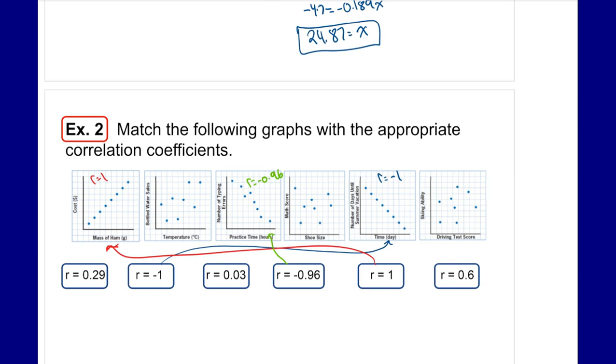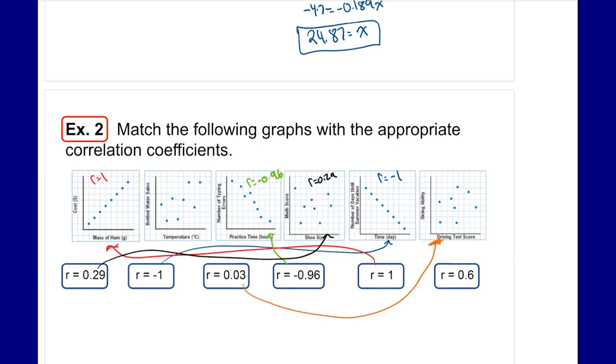If we look at the next R value, 0.29, so again it's positive, not very good though, so that means the data is mostly spread out. I would argue the shoe size versus math score shows a very weak correlation. There's not too much of a relationship between shoe size and math scores. So that leaves us with 0.03 and 0.6. The 0.03, I'm going to bring this up on this side.